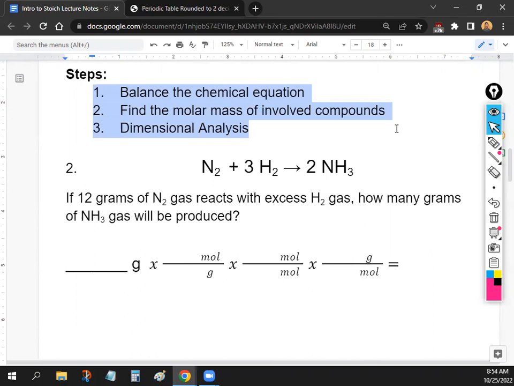So step 1 is balance. Step 2 is molar mass. And then step 3 is dimensional analysis. Another way to think of it is your fractions, your conversions, basically your math stuff. Okay. And so those are the 3 steps for stoichiometry. And we'll go over a practice problem now.